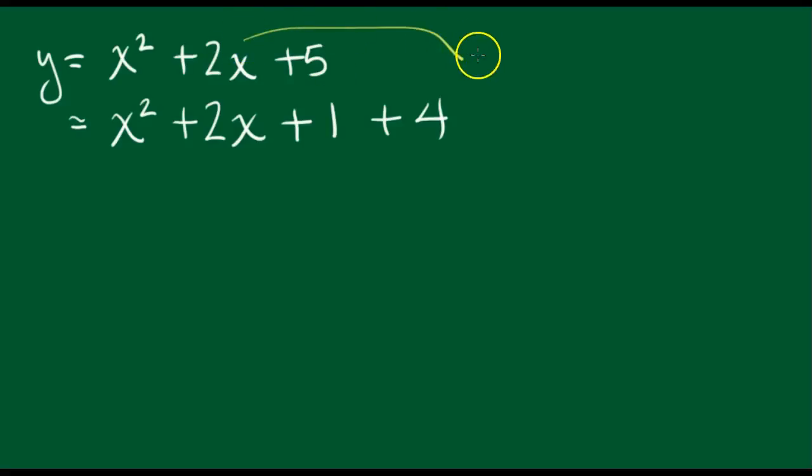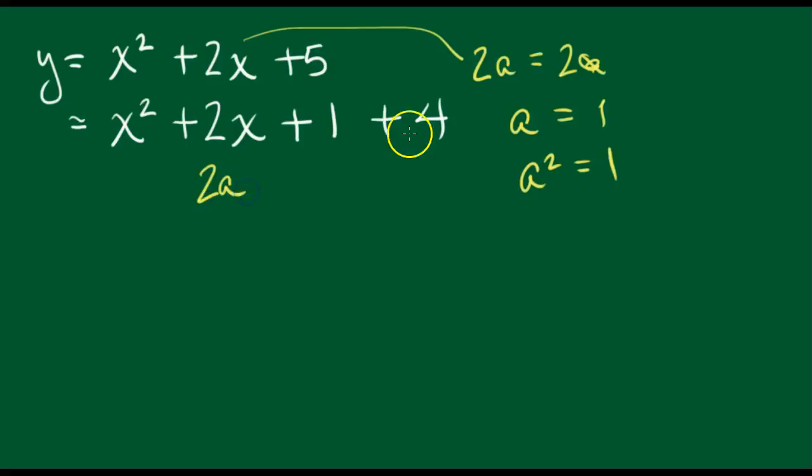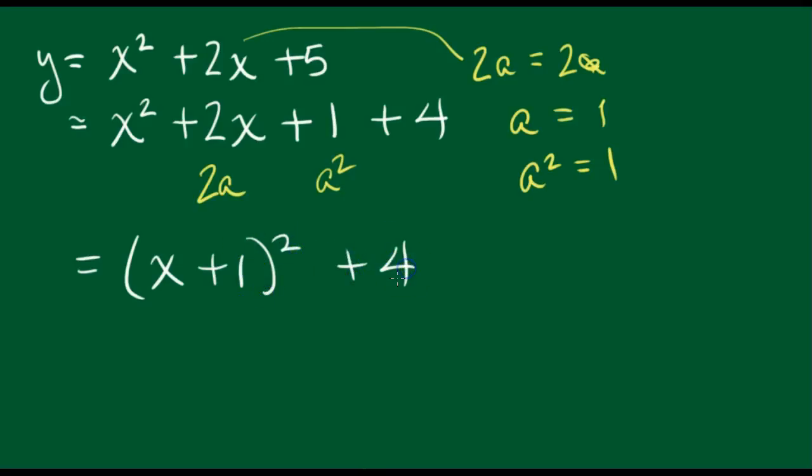Because 2a is equal to 2x. Oops, just 2. So that means that a is equal to 1 and a squared is also equal to 1. So here's my 2a and here's my a squared. Okay, and looking again at the equation, now I'm going to rewrite it as x plus 1 squared plus 4.